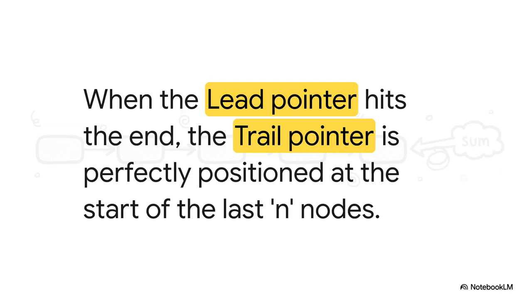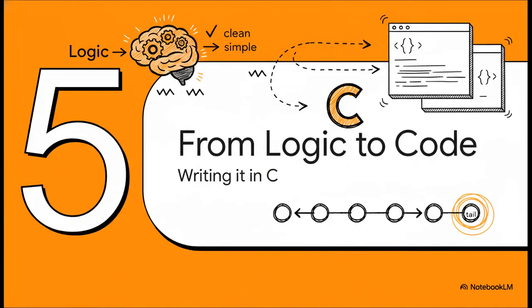Just look where our trail pointer is sitting. It's pointing right at the node with the value 2. Because we kept that constant gap of 3, the very instant our lead pointer hit the finish line, our trail pointer was perfectly positioned at the start of the last 3 nodes. Pretty clever, right? Okay, that's the logic, and it's pretty cool to see visually.